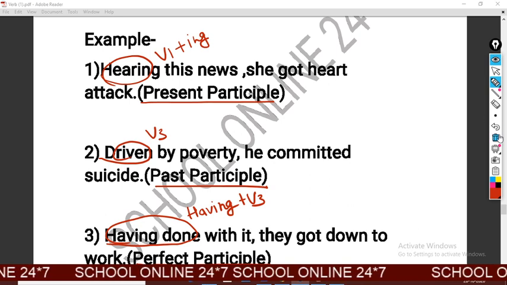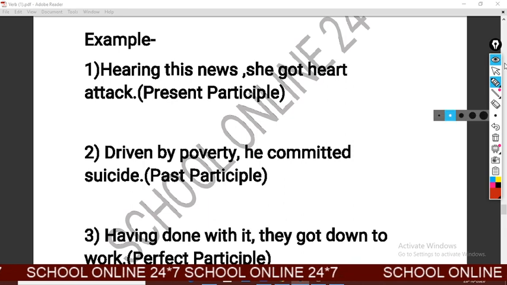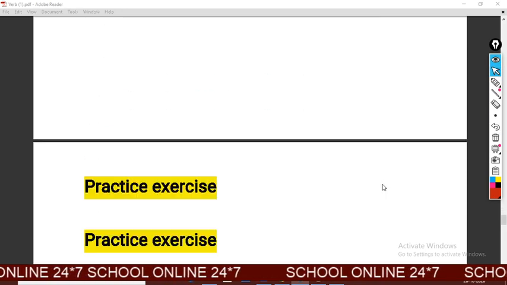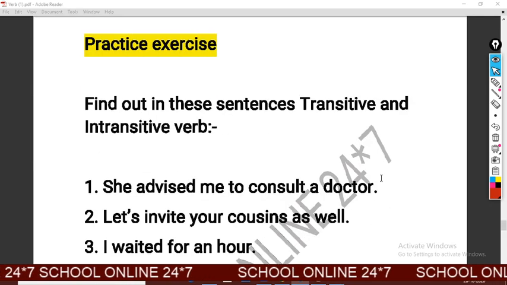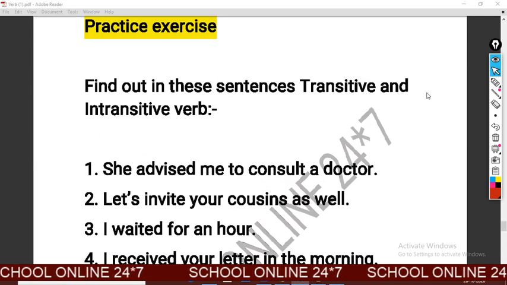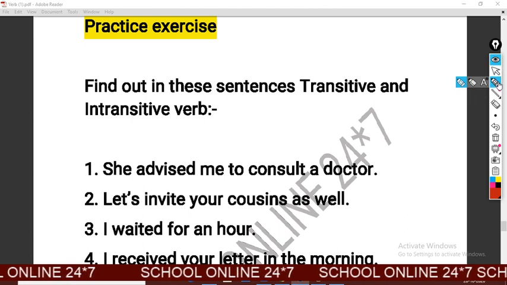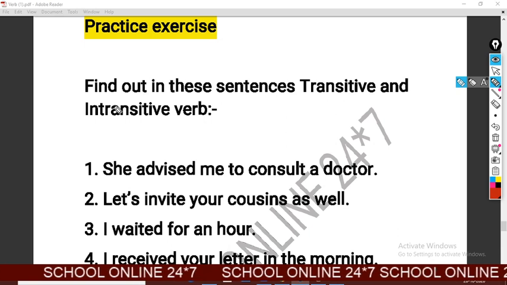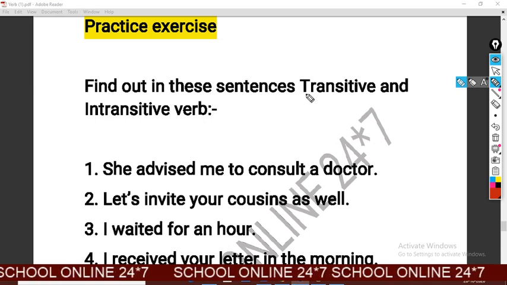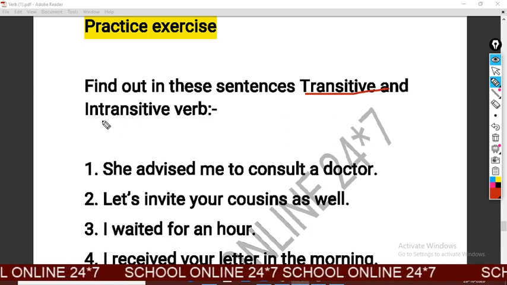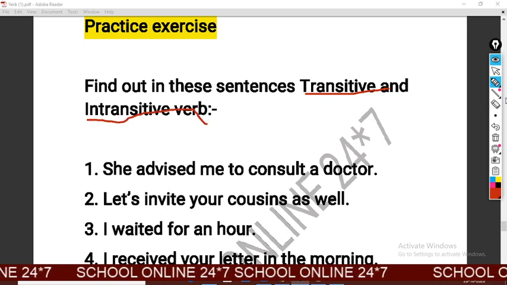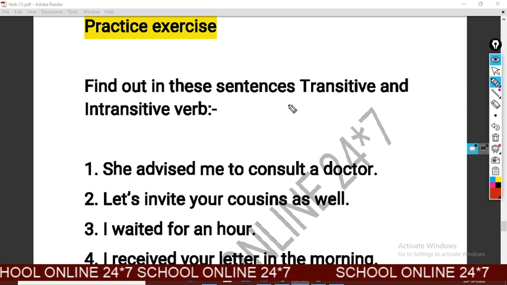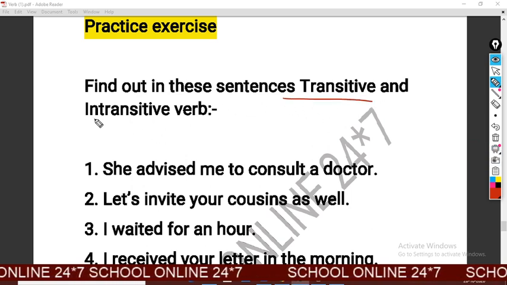And now I'm going to give you an exercise. Do this exercise and sort out your problems. And if anyone faces any problem, tell me about it in the comments. In these sentences, you all will find out transitive and intransitive verbs. Means find out in these sentences which are transitive and intransitive.